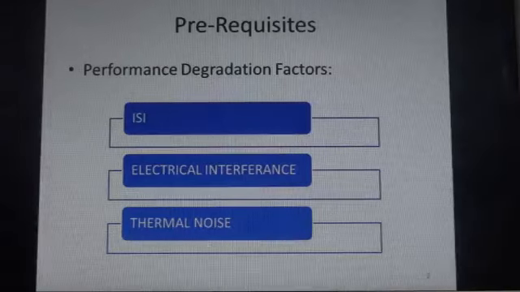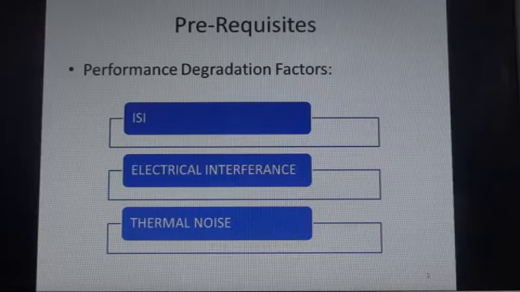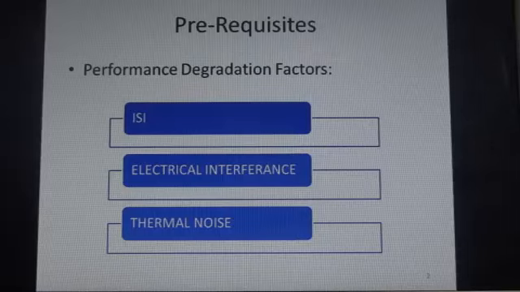First, we look at the prerequisites, that is, the performance degradation factors. There are three major performance degradation factors: ISI, electrical interference, and thermal noise. The effect of ISI and electrical interference can be mediated by using devices like equalizers at the receiver side. Thermal noise.